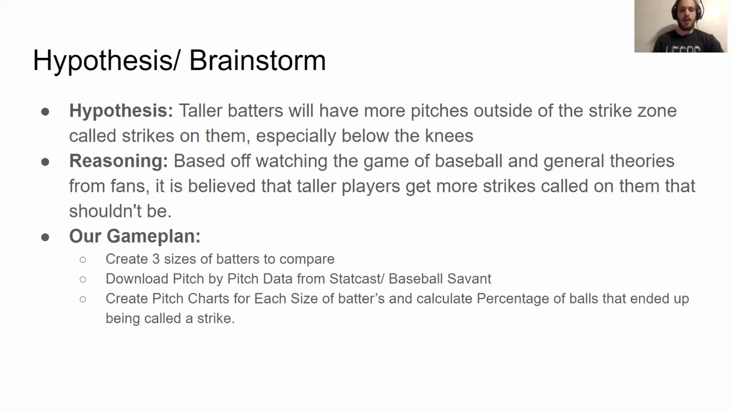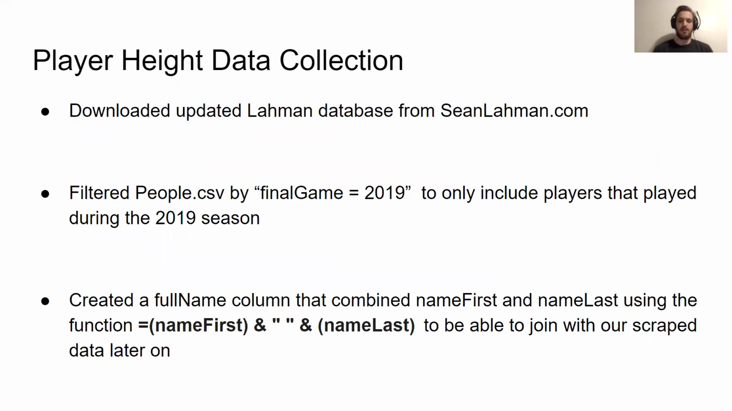So what we wanted to do was break down the data that we found into three different sections by size or height of batters. And after that, we wanted to scrape pitch by pitch data from Baseball Savant and make pitch charts, similar to some that we've seen in class, for each size and find the percentage of balls that ended up being called strikes outside of the zone.